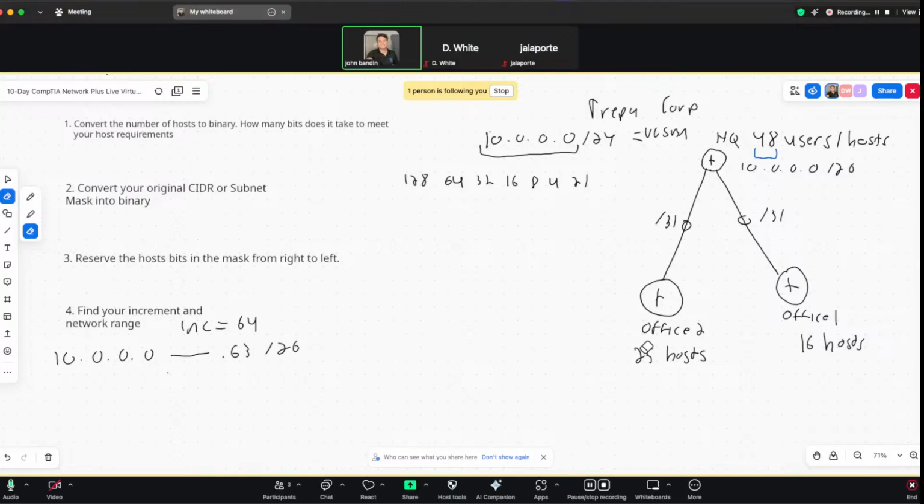And we're going to go on to our next highest host requirement, which is 25 hosts here. So, how many bits does it take to get to the number 25? Let's convert 25 to binary. 0, 0, 0. And then 25 is greater than 16. So that's 1. And at this point, we can stop, because now we know it doesn't matter what comes after this.